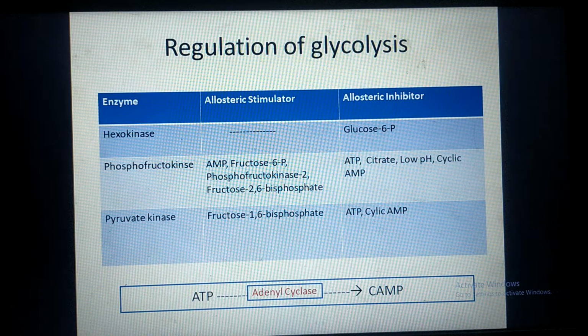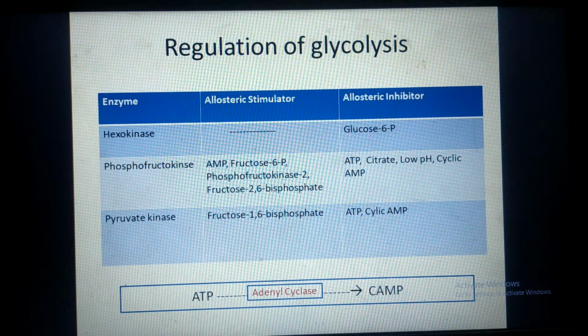Now come to the next enzyme, phosphofructokinase. The inhibitors of phosphofructokinase are, first, ATP. When the concentration of ATP inside the cell increases, the cell will slow down the glycolysis pathway, so ATP itself acts as an allosteric inhibitor. The second inhibitor of phosphofructokinase is citric acid or citrate. Citrate is formed in the TCA cycle.